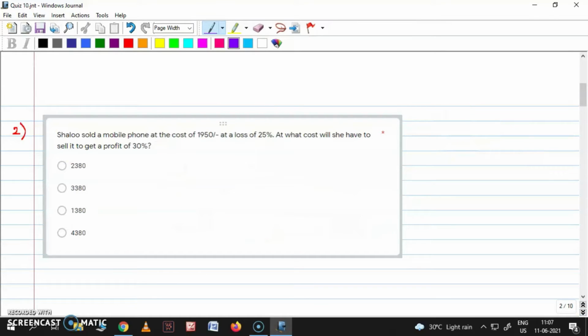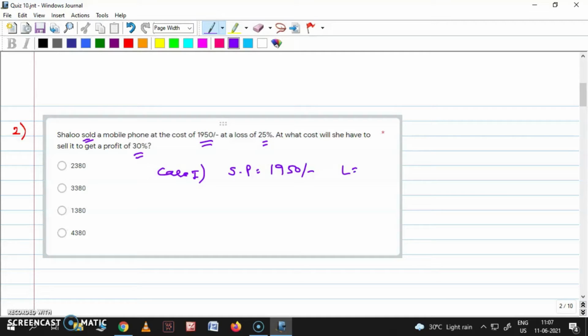Shalu sold a mobile phone at a cost of 1950 rupees at a loss of 25%. At what cost will she have to sell it to get a profit of 30%? In this case, two cases will be there. Case one: it has given the selling price. So selling price is equal to 1950 rupees, and she has incurred a loss of 25%.